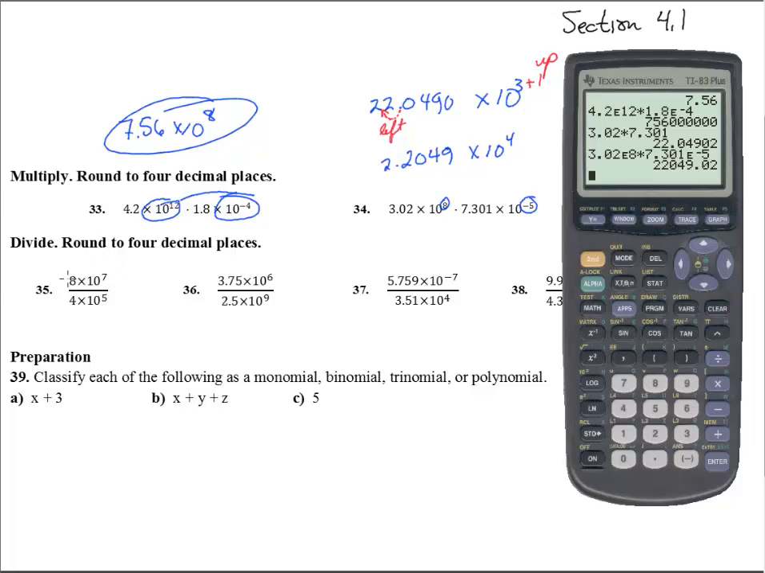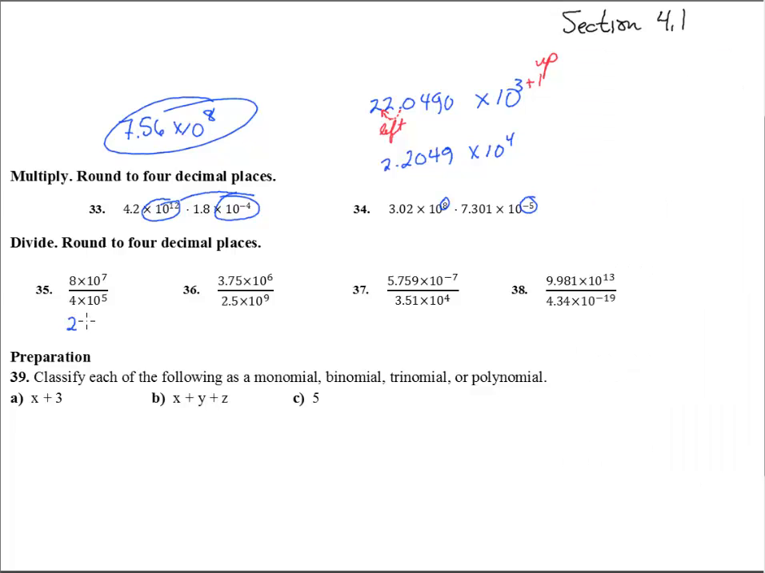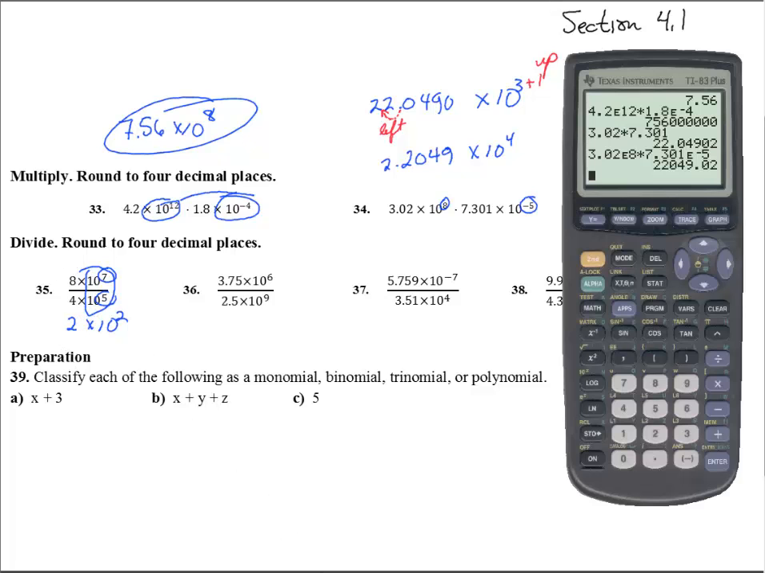Okay, here we have divide, round to 4 decimal places. We're dividing now. 8 divided by 4, that's just 2 times 10 to the, now these are things where we're dividing this, we take the exponents and subtract them. We should get 2 times 10 to the 2nd power, or 200. On your calculator, it looks like this. 8 times 10 to the 7th power divided by 4 times 10 to the 5th power. And we get 200, which is 2 times 10 to the 2nd power.